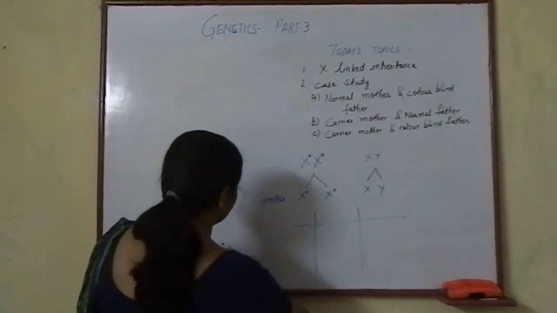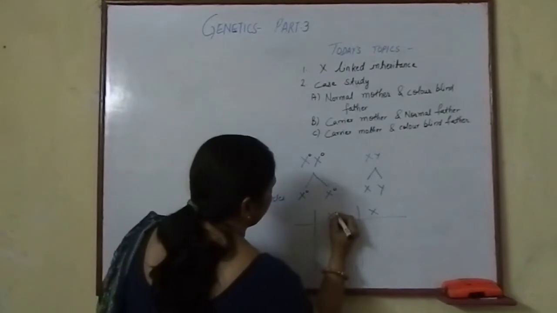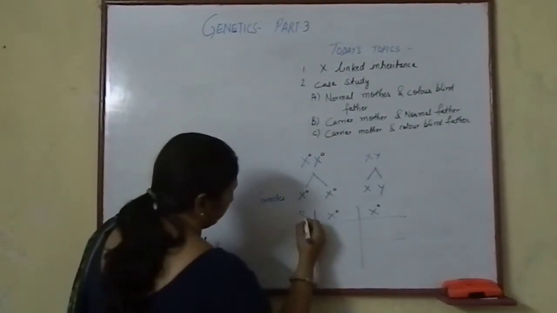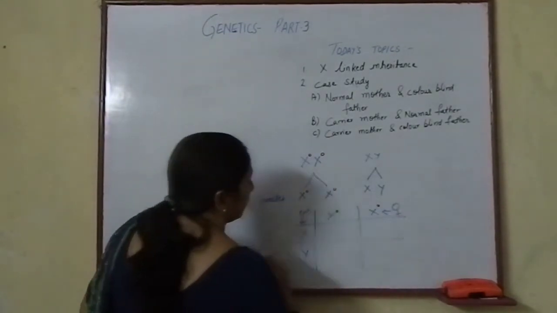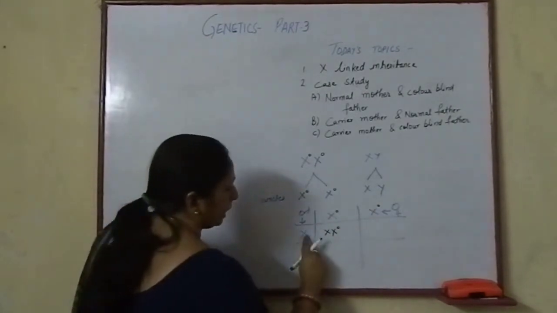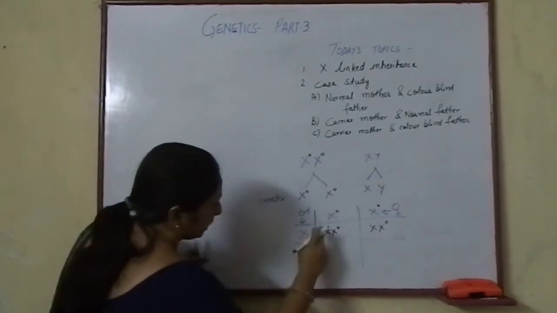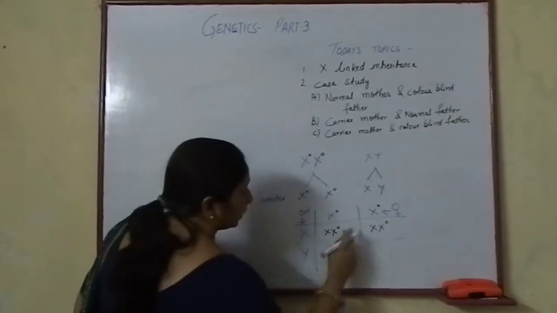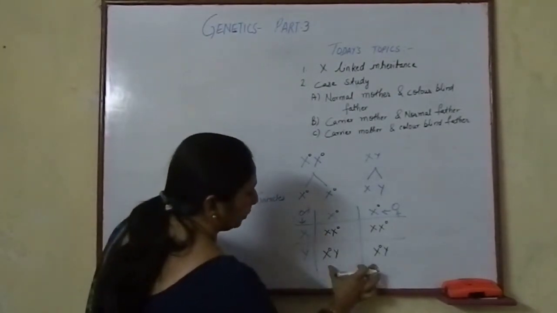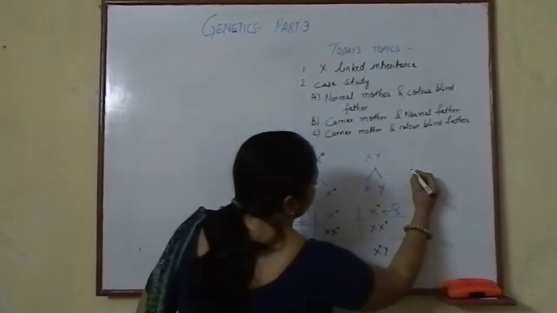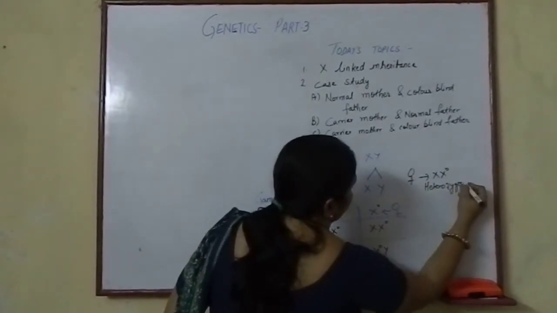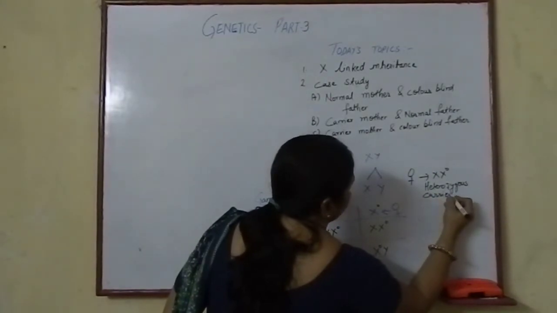For the female we are writing X, X naught, and for the male X and Y. Now the probable offsprings would be: first case X and X naught, second one X and X naught, third case X naught Y, and here X naught Y. So in this case, again two females and two males, out of which the condition for the female is X X naught, which is a heterozygous condition, and the females are carriers of the disease.